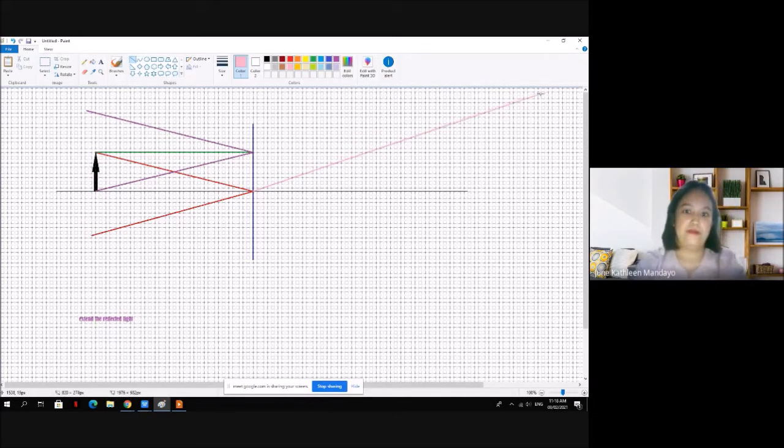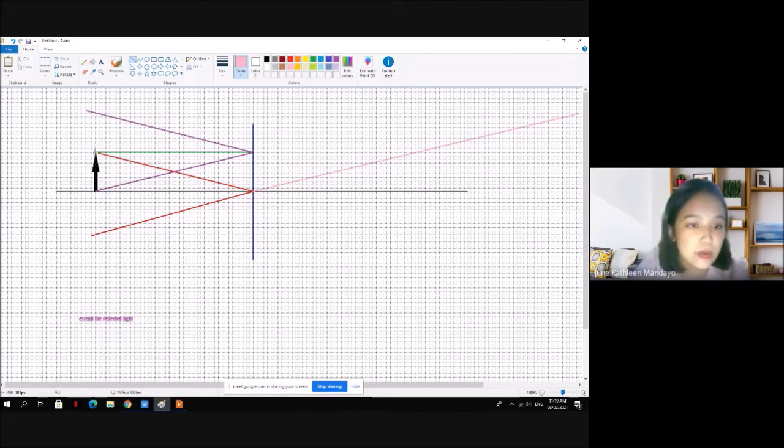Pantay na ba? Yan. Parang hindi pantay yung extension ko. So, ito lang yung pangit kapag paint. Hindi mo matatansya kasi wala kang ruler. Yan. Extend natin yung reflected light.